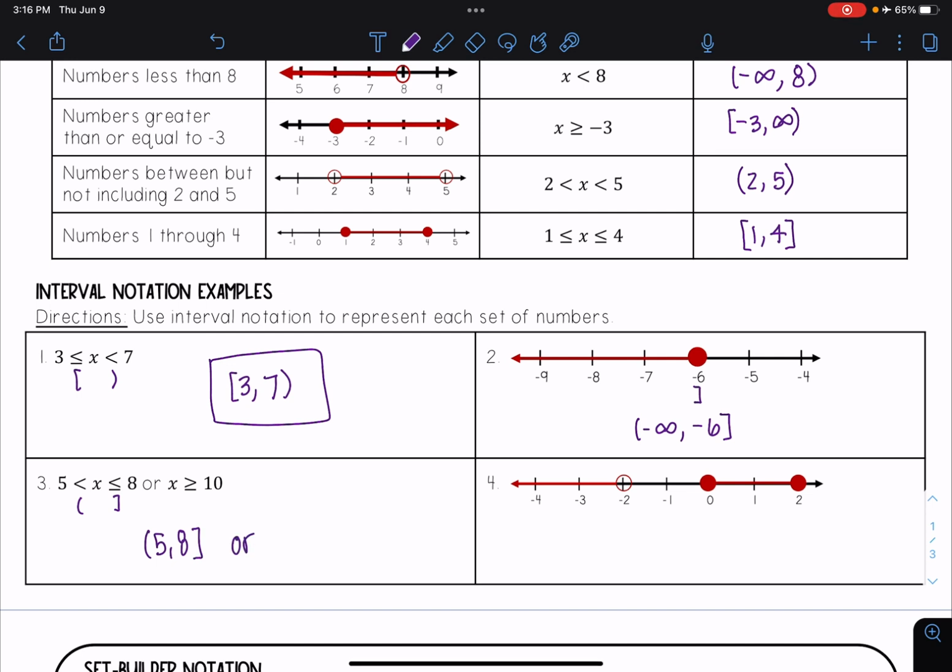Or then I have x is greater than or equal to 10. So I know greater than or equal to, that is a square bracket. And I'm saying everything bigger than that, so that means I'm going forever in the positive direction. So that means that this is going to go from 10 to infinity.